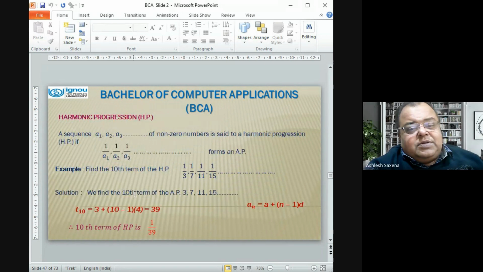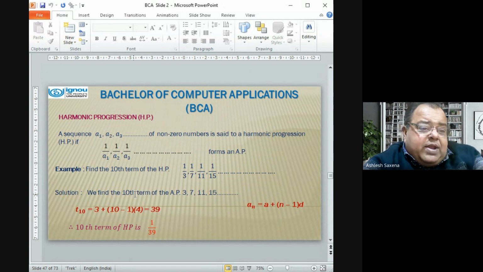Now comes harmonic mean, harmonic progression. Harmonic progression is this sequence, a1, a2, a3, of non-zero numbers, if 1 upon a1, 1 upon a2, 1 upon a3 forms an AP.